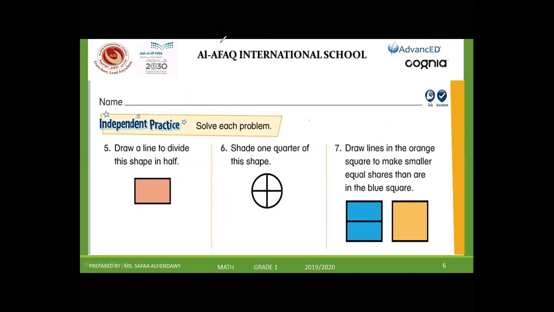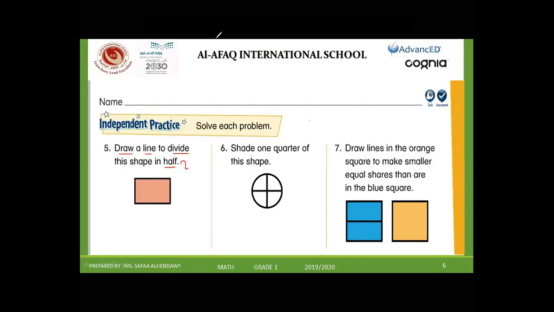Okay, here, he is asking you what to draw. A line. Where? Why? I will draw a line to divide this shape, this rectangle, in half. The word half means how many parts? 2. Excellent. So here I have only one part. I will make a line. I can make it from up to down or from left to right, but I have a good way for you to make exactly the same part or the same size.